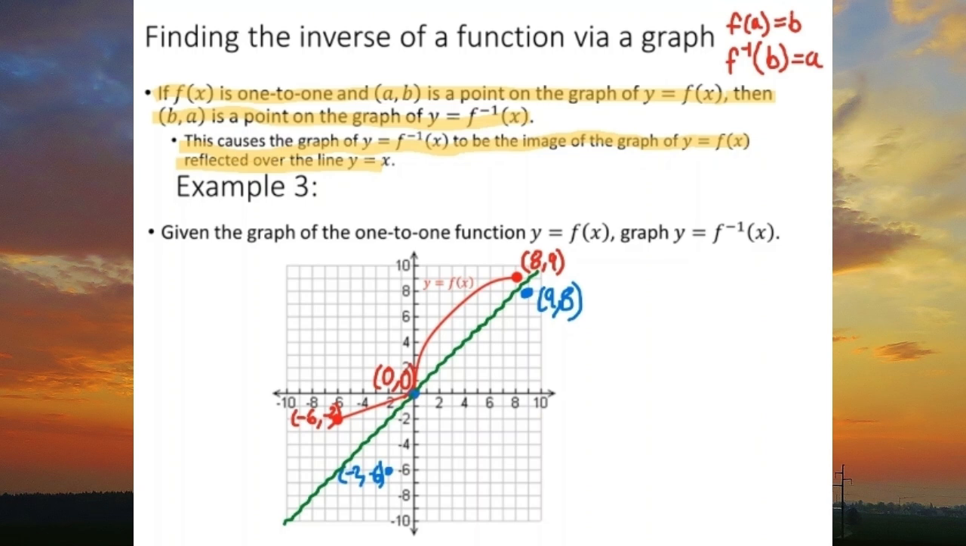Since the points (-6, -2) and (0, 0) were connected with a straight line, I'm going to connect (-2, -6) and (0, 0) with a straight line. Notice how (0, 0) and (8, 9) are connected with an arc that is bending away from our line y equals x. Then I'm going to connect the corresponding points (0, 0) and (9, 8), also with an arc that looks like it's bending away from the line y equals x. So in blue, there's my graph of y equals f inverse of x.